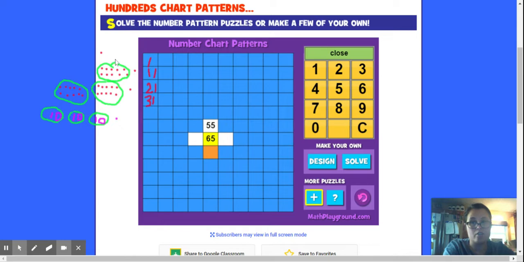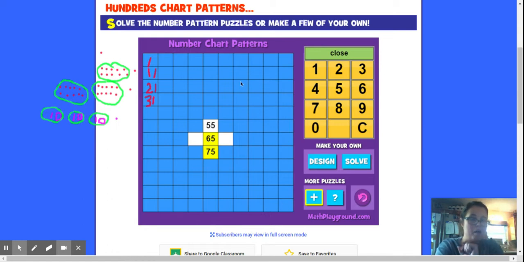Did our extras change over here, or did we always have the same amount of extras? We did, didn't we? So I had 6 groups of 10 and 5 extras. Now I'm going to have 7 groups of 10 and 5 extras. And it worked. Good job. Okay, so now we figured out everything going down our column.